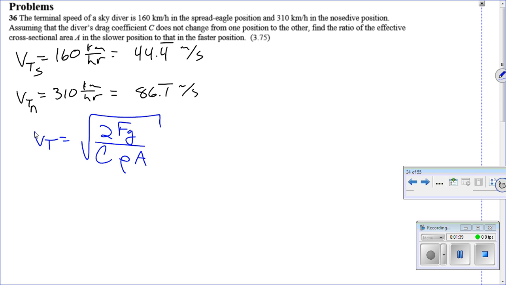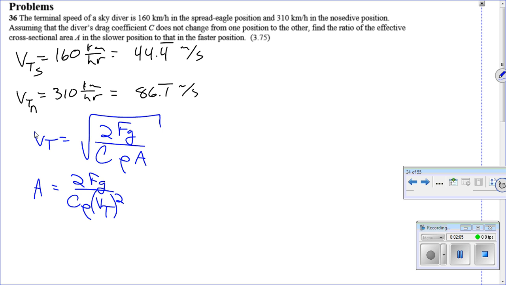Okay. So what I want to do is rearrange this and solve for A. If you square both sides and do some algebra, you end up getting that the area of your object is equal to 2 times the force of gravity over c times rho times your terminal velocity squared. So just your terminal velocity there is being squared.